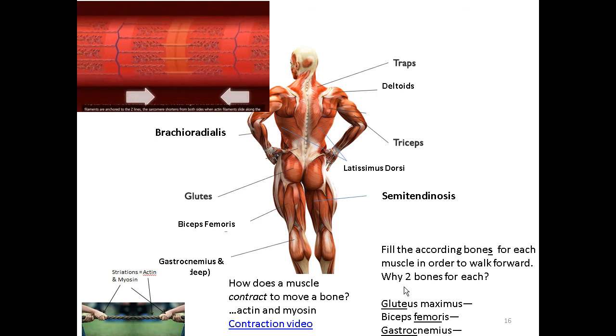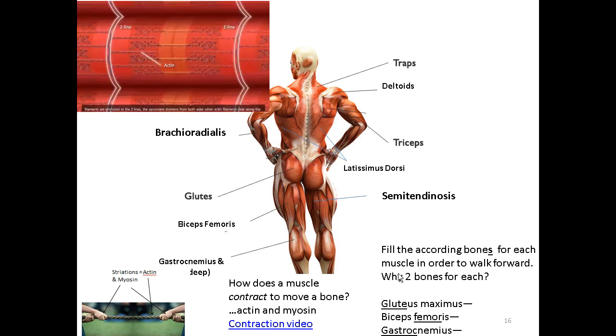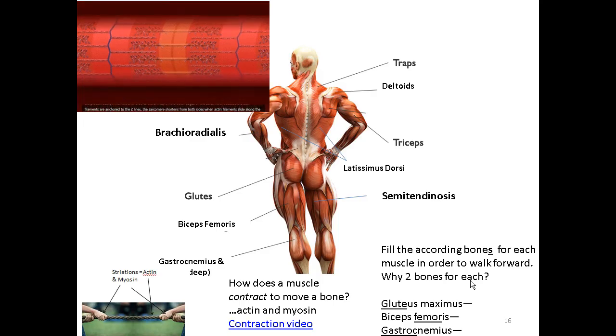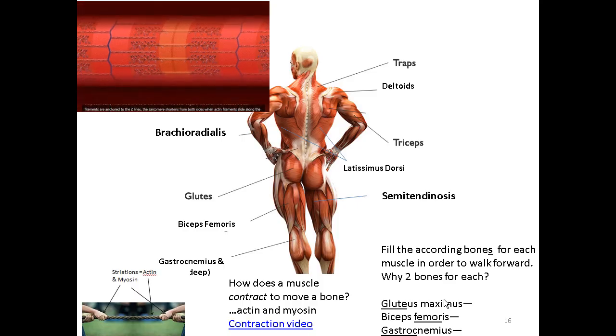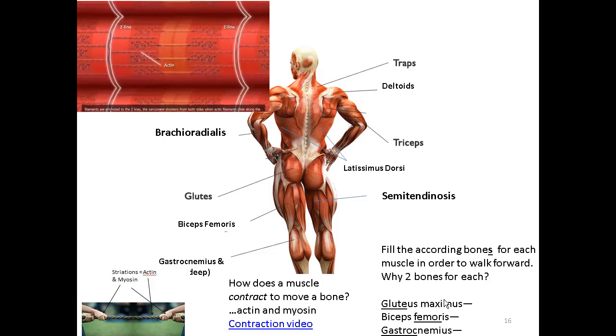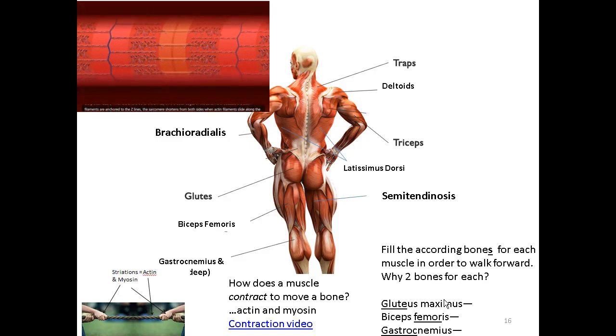And then I ask you, so fill in the according bones for each muscle in order to walk forward. Why 2 bones for each? Because you have an origin and insertion. So the gluteus maximus is kind of tough. You have to think how it pulls your muscle. So it's going to pull your femur. It's going to pull it back. So the insertion is going to be on the side of the femur, and the origin is going to be on the back of the pelvis, more medial.